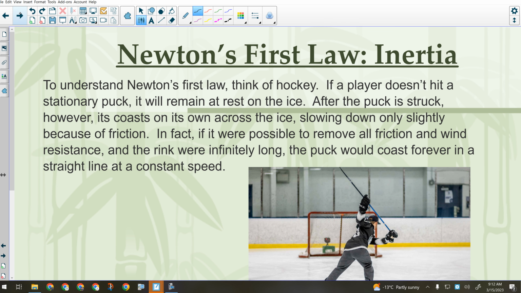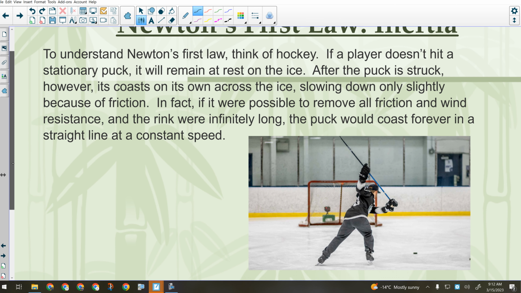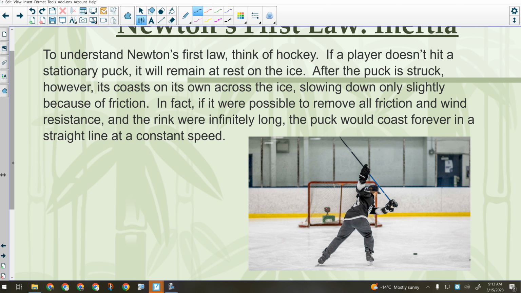All right, so if we're thinking about Newton's first law and inertia, think of hockey. If a puck is just sitting on the ice and nobody does anything to it, it's just going to sit there. But once that puck is put in motion, if, theoretically, the ice was frictionless, the puck's velocity would never change. It would just keep going at a constant velocity. Does that sort of make sense?